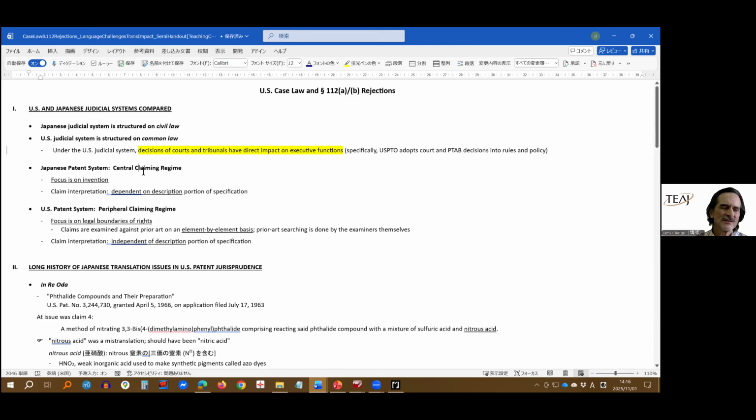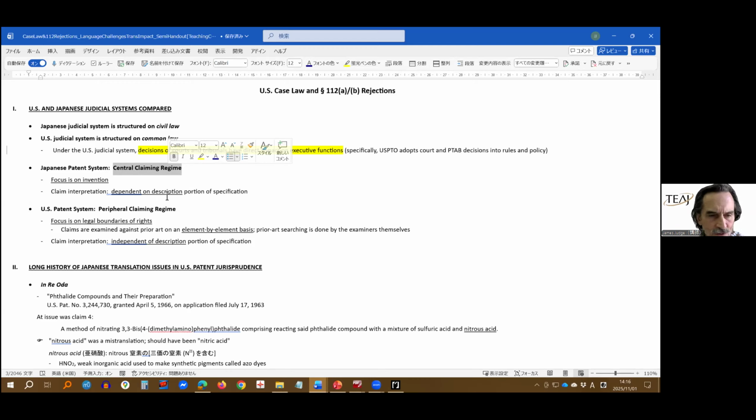It's also part of this difference between the U.S. system, which focuses on the claims themselves, versus civil law in Japan and other patent systems that focus on examining in light of the specification being considered as the claims are examined. That's what a central claiming regime is.